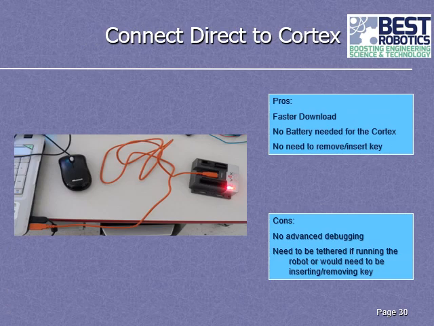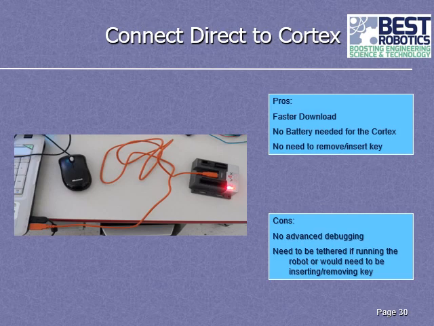The second method is a direct connect to the Cortex. As you can see, here is where you'd use your USB to USB. You do have to remove the key from your controller, the Cortex, but you don't need it to be hooked to a battery because USB is powering it. The pros, or the biggest one, of course, is that the download is faster. You don't need the battery connected to your Cortex.